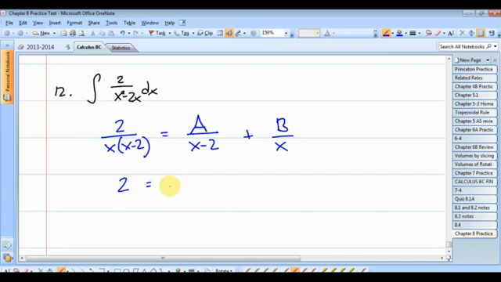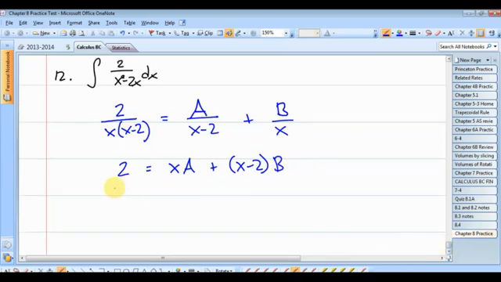So 2 equals x times a plus x minus 2b. If x is equal to 2, we get 2 equals 2a, so a equals 1. If x equals 0, we get 2 equals negative 2b, so b should be negative 1.